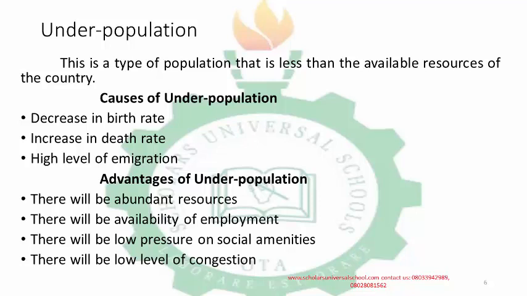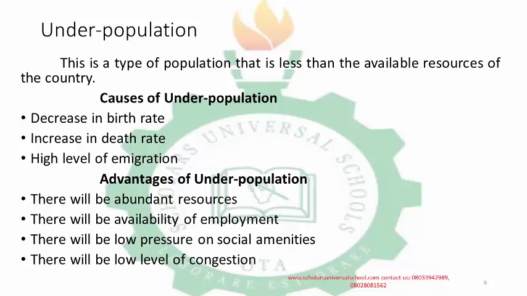So we have underpopulation. The second factor that can cause underpopulation is increase in death rate. When there's an increase in death rate, it will end up reducing the number of people that are residing or living in that country. That leads to underpopulation. The third factor is high level of emigration. When so many people keep leaving the country, probably for greener pasture or better opportunities, it will end up leading to underpopulation of that region or of that country.